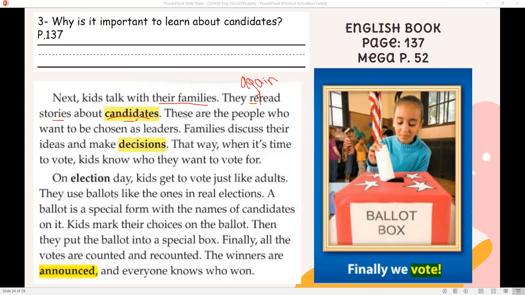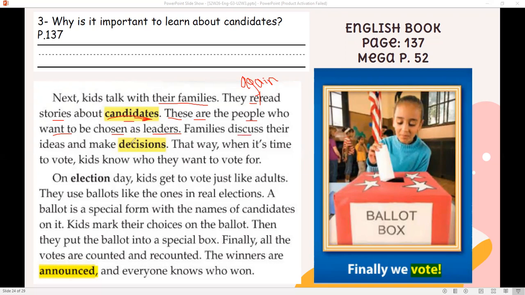Who are candidates? These are the people who want to be chosen as leaders. So a candidate is a potential leader, someone who's running for president, for example. If people voted for this candidate, he will win and becomes the leader.